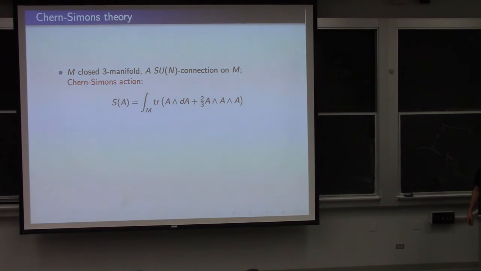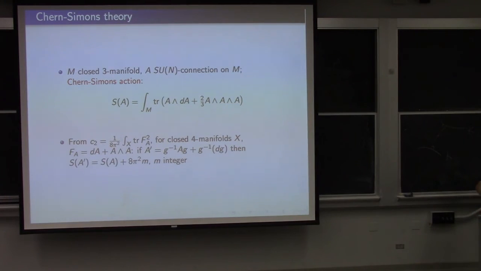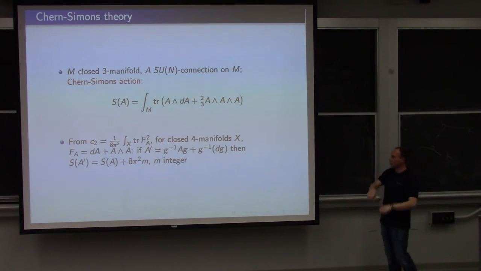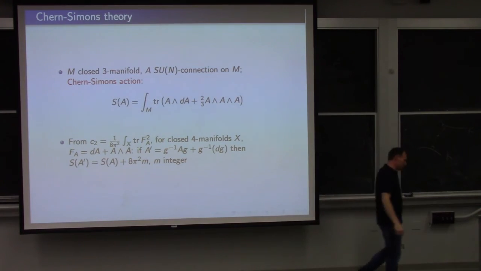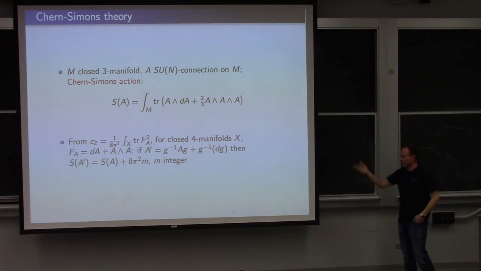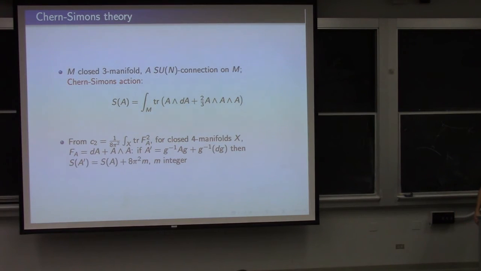Okay. So here's the Chern-Simons action. If you have a closed three-manifold and you have an SU(N) connection, so it's just a matrix valued one-form, then the Chern-Simons action is the integral of the three-form as shown, and this is almost gauge invariant. So if you look at the Chern-Weil theory for four-manifolds, then you can somehow put this thing on a circle, close it up, and you see that if you change gauge, then this integral changes basically by an integer, up to some 8 pi squared factor.